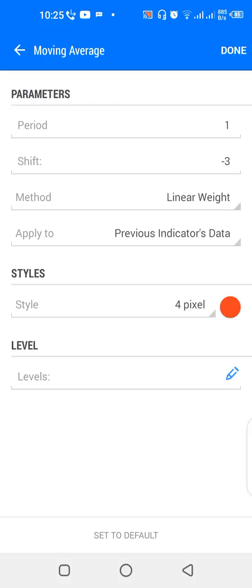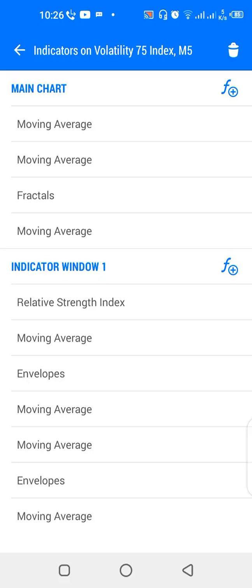We also have moving average. Period is 1. Shift is -3. Method is linear weights applied to previous indicators data, and the color is red. Then we also have another moving average. The period is 3. Shift is 0. Method is linear weights applied to first indicators data, and the color is red.